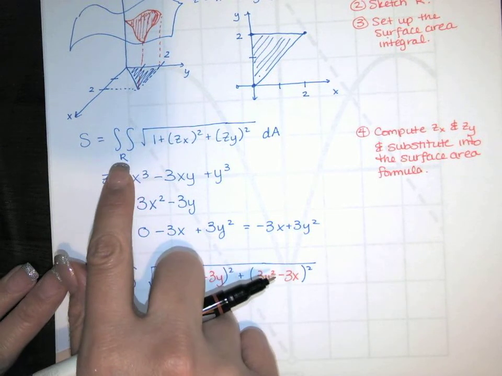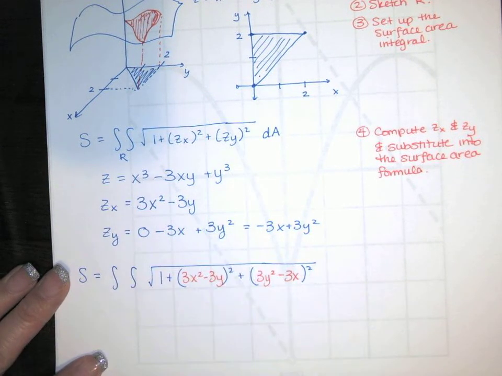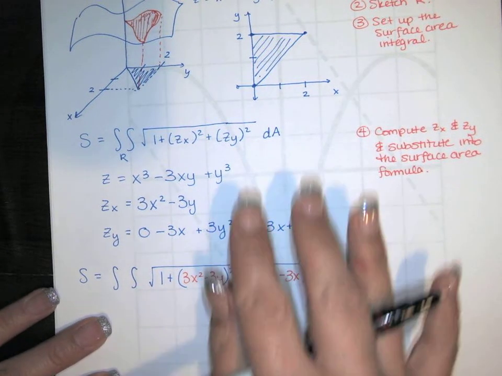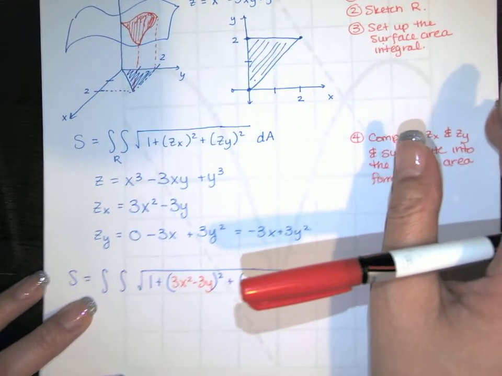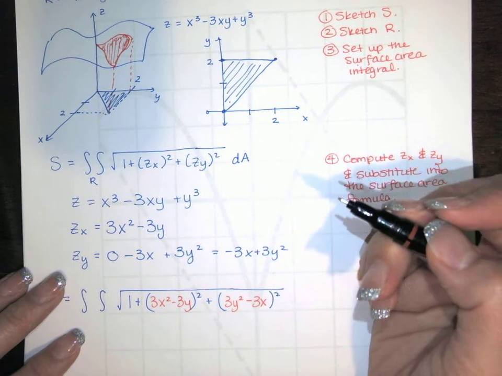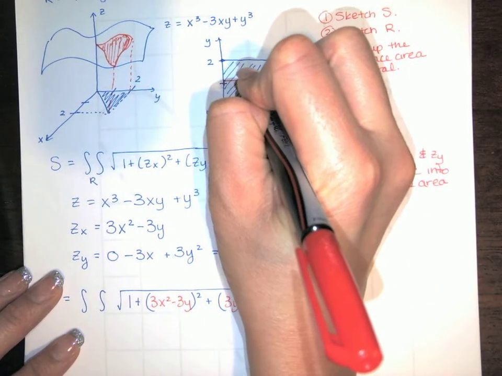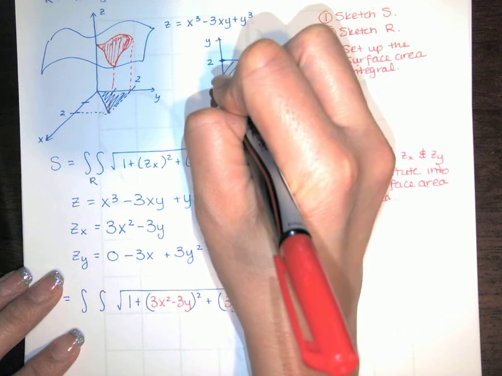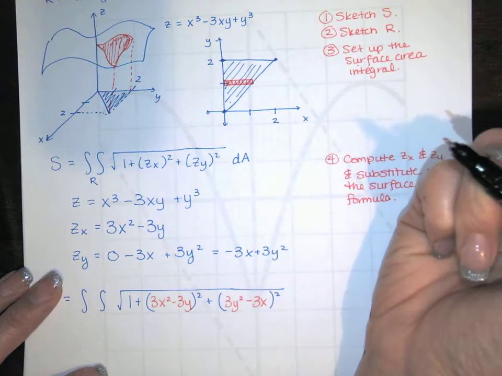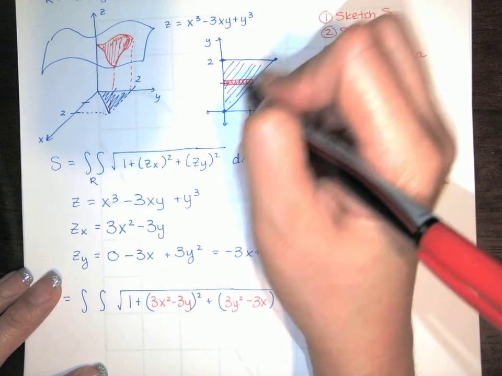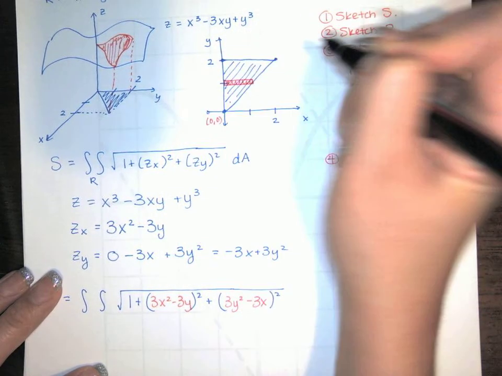We need bounds. We need a way to describe r. We can integrate with respect to x first and then y, or with respect to y first and then x. We've got a couple of options. Let's say that x goes from a function to a function, and y goes from a constant to a constant. Well, we've got to think about what the equation of that line segment is.